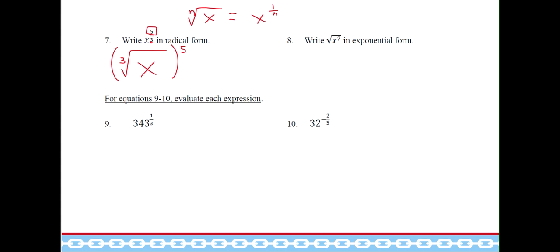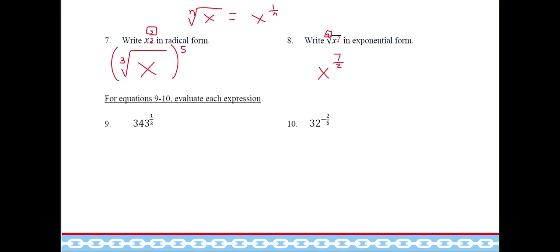For number 8, we're already in radical form. We want to switch to exponential form, so we want to get rid of that root sign. It's implied that it's a square root if there's no number there, so there's a little 2. That means I'm going to take x, and then the denominator of my exponent will be a 2 from the square root right here. And then this 7 will stay with the x, and it will be the numerator.